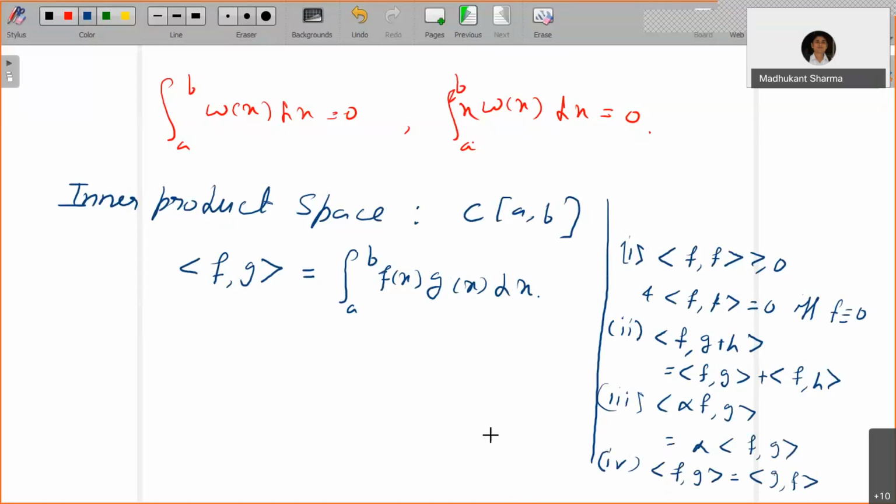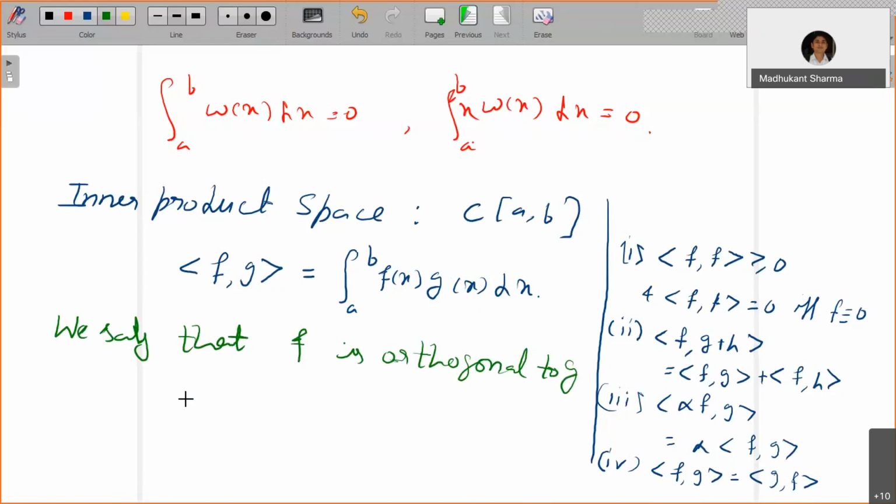Okay, right. Now we say that f is orthogonal to g if the inner product is 0. So whether you say f is orthogonal to g or g is orthogonal to f, both are the same thing, because f comma g is the same as g comma f. Okay, and we write f is perpendicular to g.